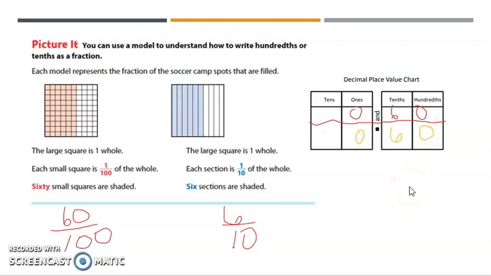Oh my gosh, do they look exactly the same? Because they are exactly the same. They are equivalent. So 60 hundredths is the same as 6 tenths. If I wanted to, I could take the 0 off here. And it would still be 6 tenths, 60 hundredths. They are equal, they are the same. And we're positive because both of them have 6's in the same place value.